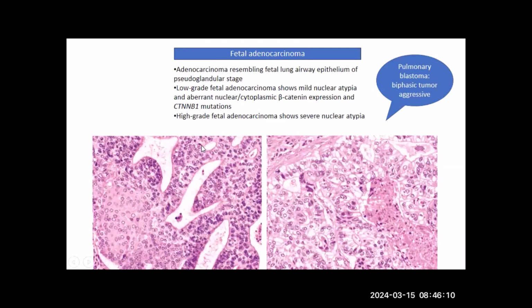And I would like to mention another entity, that is pulmonary blastoma. This is actually described under sarcomatoid carcinomas, but since it has a component of fetal adenocarcinoma along with a mesenchymal component, I have just described it here, that it is a biphasic aggressive tumor.